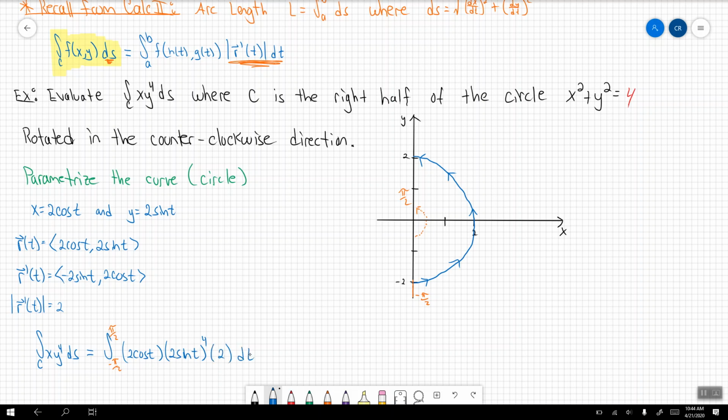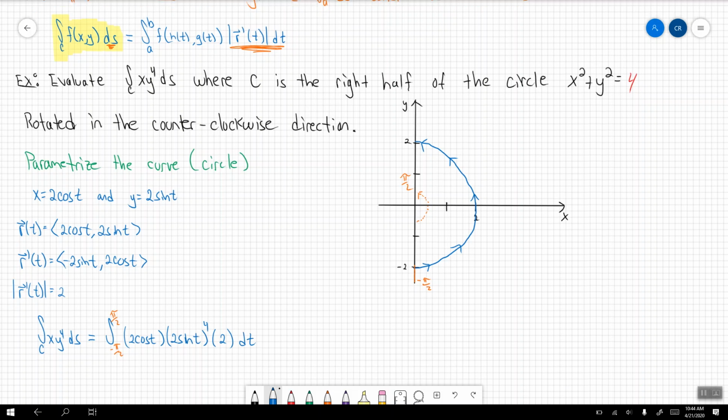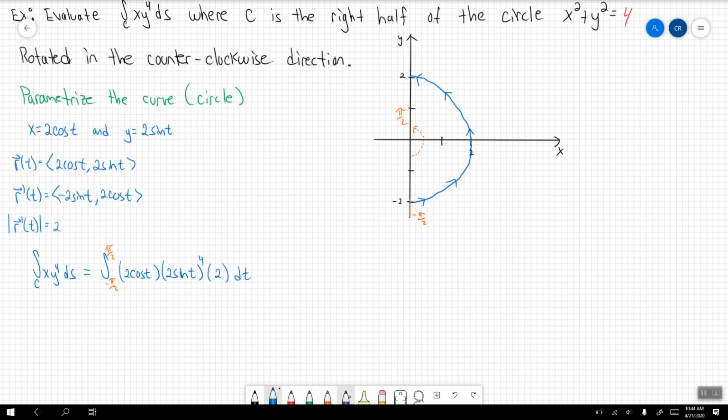And then I have that dt. All right, perfect. So I'm going to go ahead and illustrate what we had here so far. This in here was that x of t. This in here was that y of t. This right here was that magnitude of r prime of t. And then that's just, well, the dt.